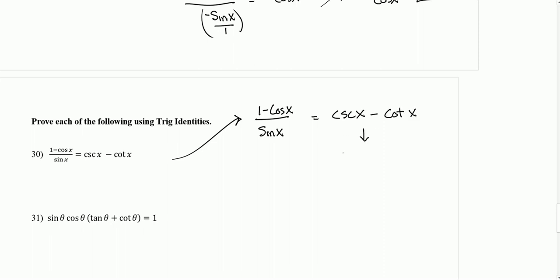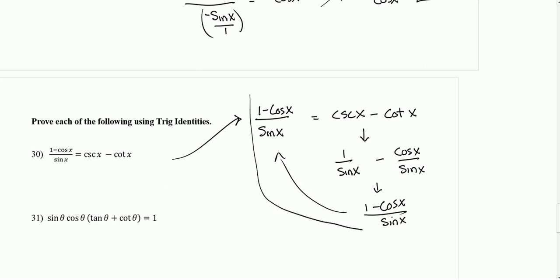Well, cosecant is 1 over the sine of x, and cotangent is cosine over sine. And you've got a common denominator, and so when you subtract that, you end up with (1 minus cosine x) over sine x, which is now exactly what we have on the left-hand side. And so there's our algebraic proof.